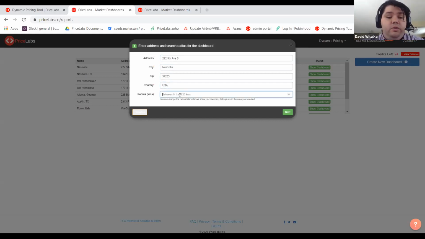And I'm going to use a 1 kilometer radius as it's fairly standard. When you're choosing your radius, you want to consider the density of your area. If you're in a sparsely populated area, maybe you want to increase your radius. If you're in a very dense area, you might want to decrease it.